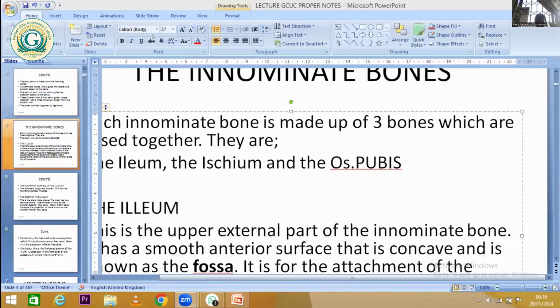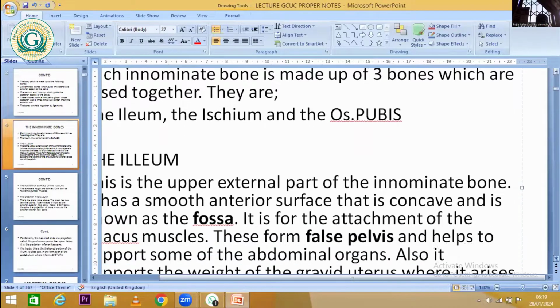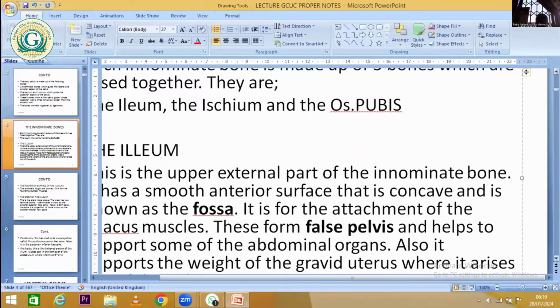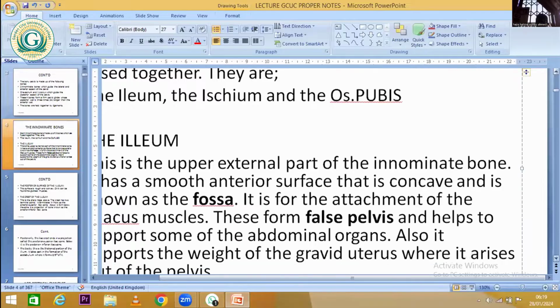Sister, please, I can't see the slide. You can't see the slide. Oh, yes, sorry. Can you now see? Yes, but it's where I read earlier.